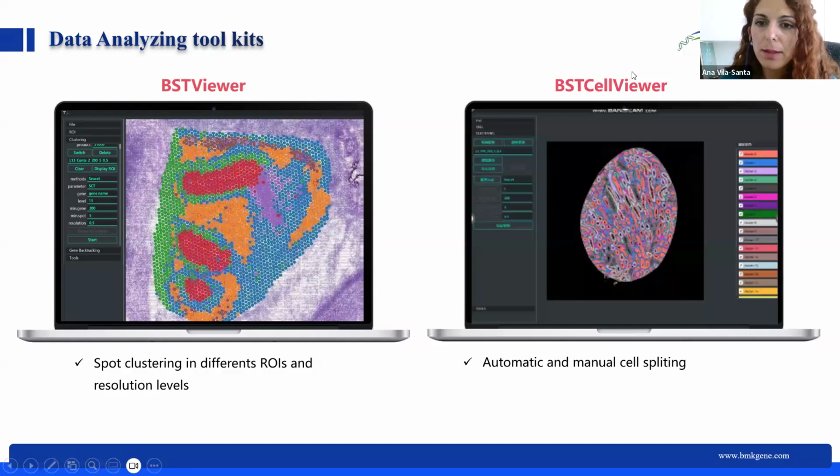We also developed the BST cell viewer software, and this is the one that is used to do cell splitting. So in those projects that we want to analyze by cell and not by spot, we input the data, and it does automatic cell splitting. So basically, it automatically finds the cell boundaries and attributes the information. Or it also enables the user to correct the cell splitting manually, in some cases, if the user thinks that some cell boundaries are not correct and should be corrected.